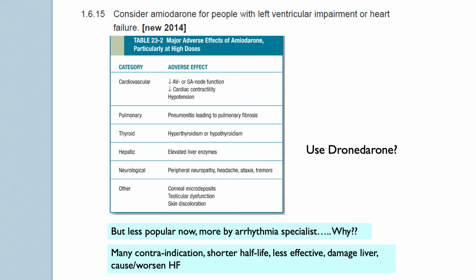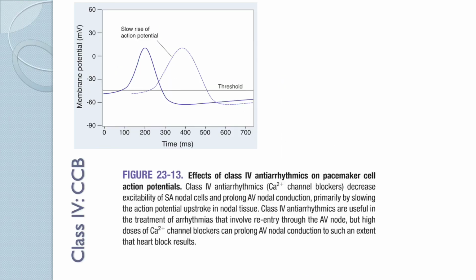It has a much shorter half-life. It is less effective in the treatment as well. It could cause more liver issues, and it can cause or worsen heart failure, which is something that we obviously try to avoid, because a lot of them might already have a pre-existing heart failure condition. So most of the time, like it or not, if they need to use amiodarone, we still need to use amiodarone. Okay, so the last class here is CCB, the calcium channel blockers.